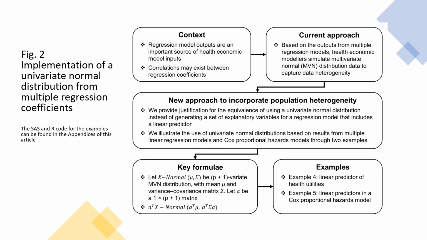Regression analysis is a statistical method to estimate the relationship between a dependent variable and one or more independent or explanatory variables. We provided justification for the equivalence of using a univariate normal distribution instead of generating a set of explanatory variables, such as age, sex, disease severity, for a regression model that includes a linear predictor. We also provided examples using parameters from a linear fixed effects model and a Cox proportional hazards regression model.